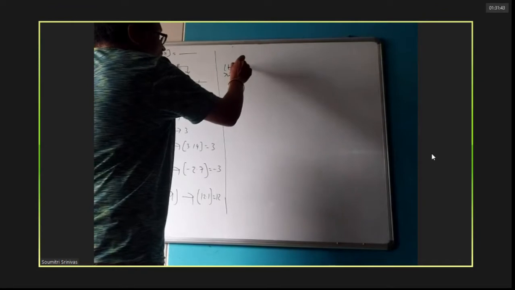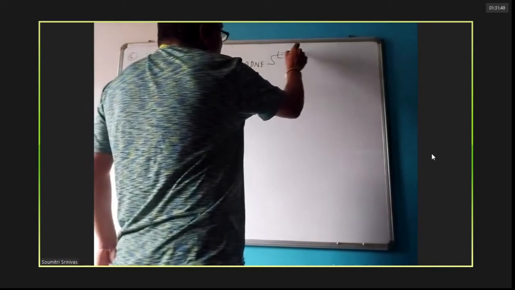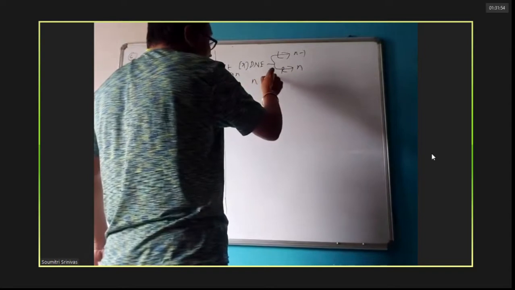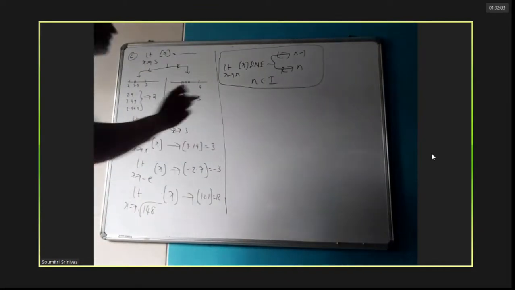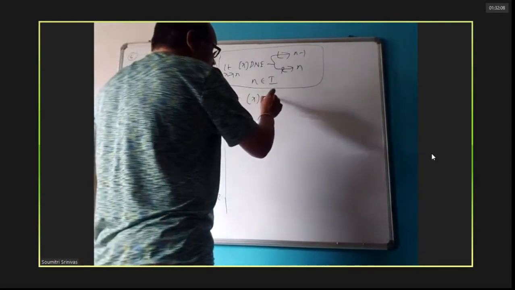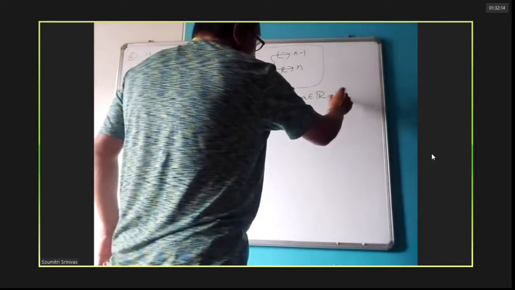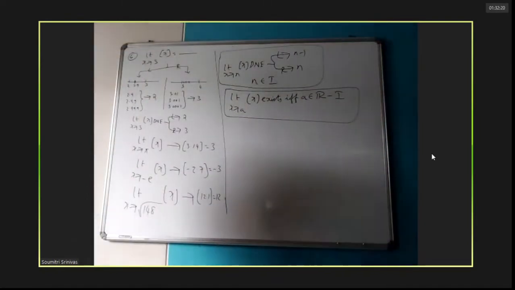Conclusion: limit x tending to n, step x does not exist. Remember, left hand limit will be n minus 1 and right hand limit will be n, provided n is an integer. When does it exist? Limit x tending to a, step x exists if and only if a belongs to all real numbers minus integers. Agreed?